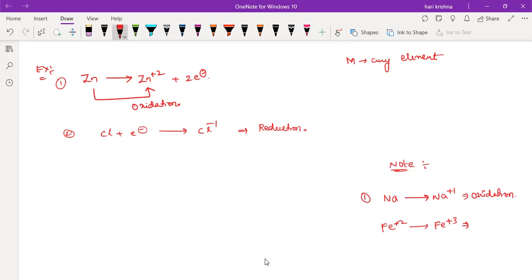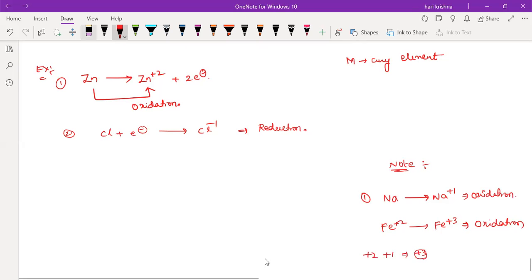Its electron is removed. As we remove electrons, the positive charge keeps increasing, right? Fe2+, we are removing one more electron, which means the plus charge increases by 1, so it will become Fe3+.